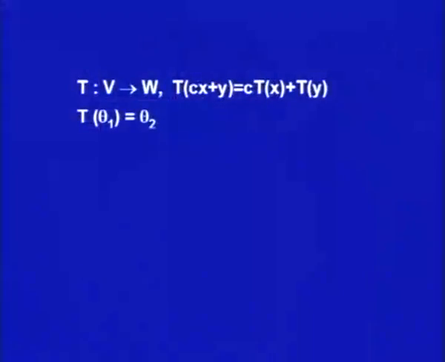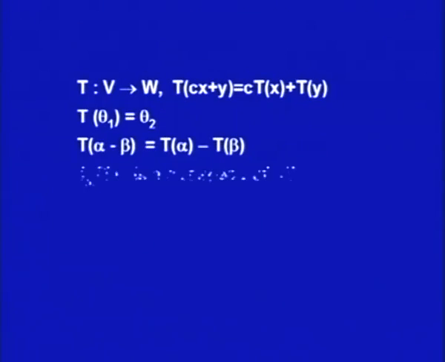I have discussed some properties of linear transformation, such as that if T is a linear transformation and theta 1 and theta 2 being the identity elements of the vector spaces V and W, then T of theta 1 is equal to theta 2, that is theta 1 will map to theta 2. Then T of alpha minus beta is equal to T of alpha minus T of beta.